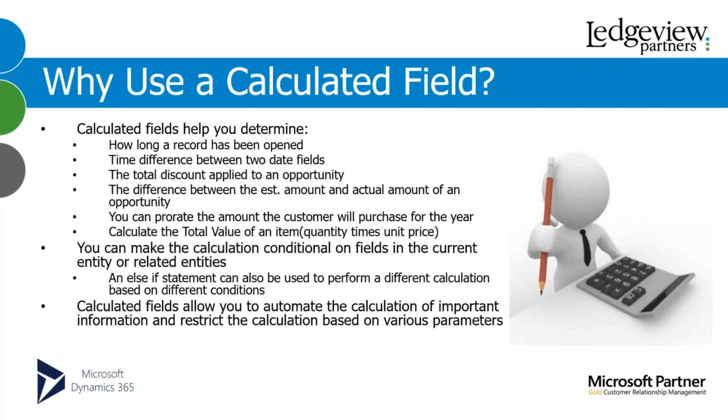Why you may want to use that? There's many, many reasons to use it, but some of the more popular, more simplistic reasons are how long a record has been opened. So let's say you're a sales manager and you want to know how long it's taking your salespeople to close records. You can show how long a record has been open or how long it's taken between the created on date and the actual close date. You can compare that and give a whole number as to how long it took. You can also calculate the total discount applied to an opportunity: if you have a discount percentage, you can multiply that by the estimated value, and then you know how much your discount for the overall opportunity would be.